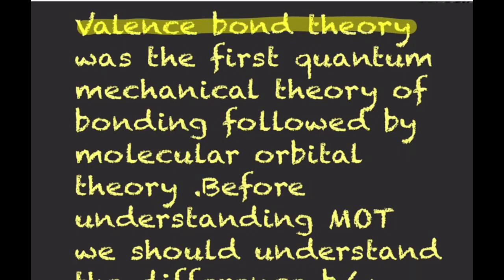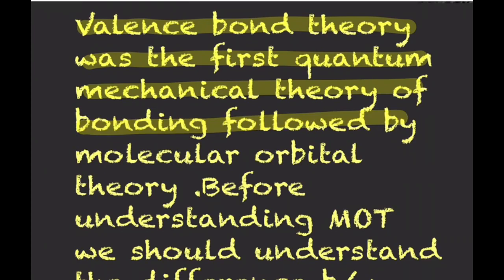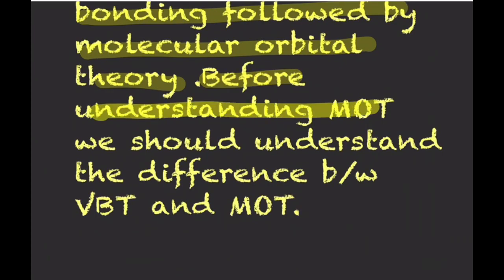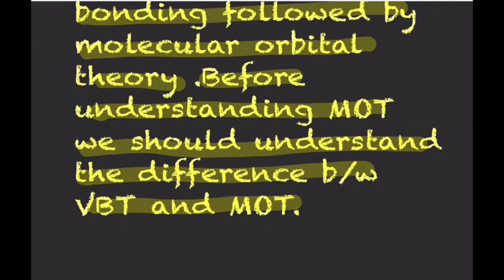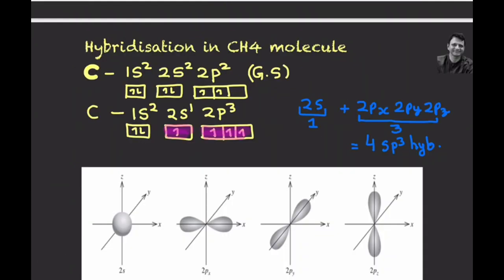Valence bond theory was the first quantum mechanical theory of bonding, followed by molecular orbital theory. Before understanding molecular orbital theory, we should understand the difference between valence bond theory and molecular orbital theory. So in order to understand valence bond theory, we are taking an example: hybridization of CH4 molecule. Hybridization is a part of valence bond theory.